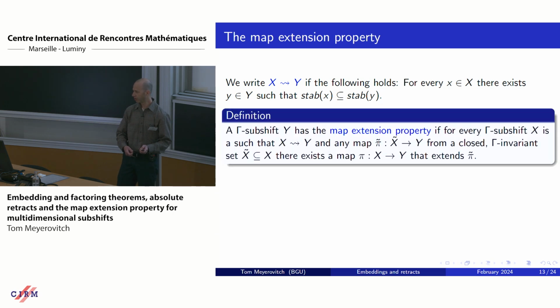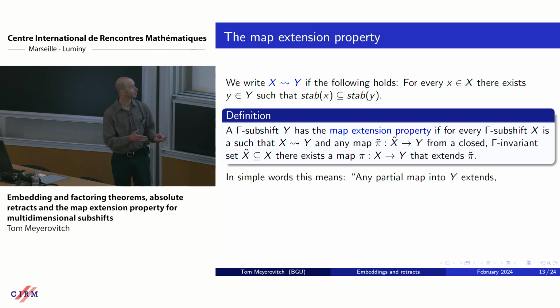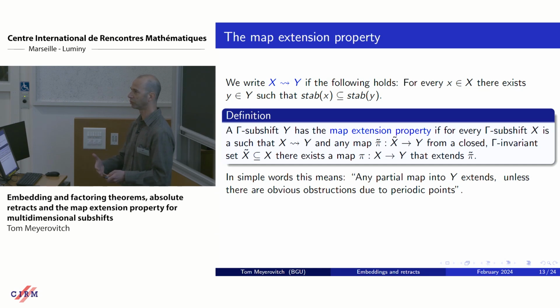So Y has the map extension property if the following holds. Whenever you have a partial map from something into Y, and there are no obvious periodicity obstructions to have a map from X into Y, then you can extend the partial map into a map. In particular, X0, X tilde here can be the empty set. So whenever you have an X and there are no obvious periodicity obstructions, you can have a map from X into Y. This is the definition. In simple words, it says any partial map into Y extends unless there are obvious restrictions.